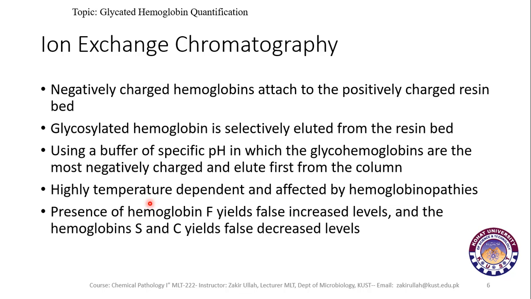For example, the presence of hemoglobin F yields a falsely increased level of the glycated hemoglobin, and also hemoglobin S and hemoglobin C produce a falsely decreased level of HbA1c. So, this is the issue with this type of glycated hemoglobin quantification method.